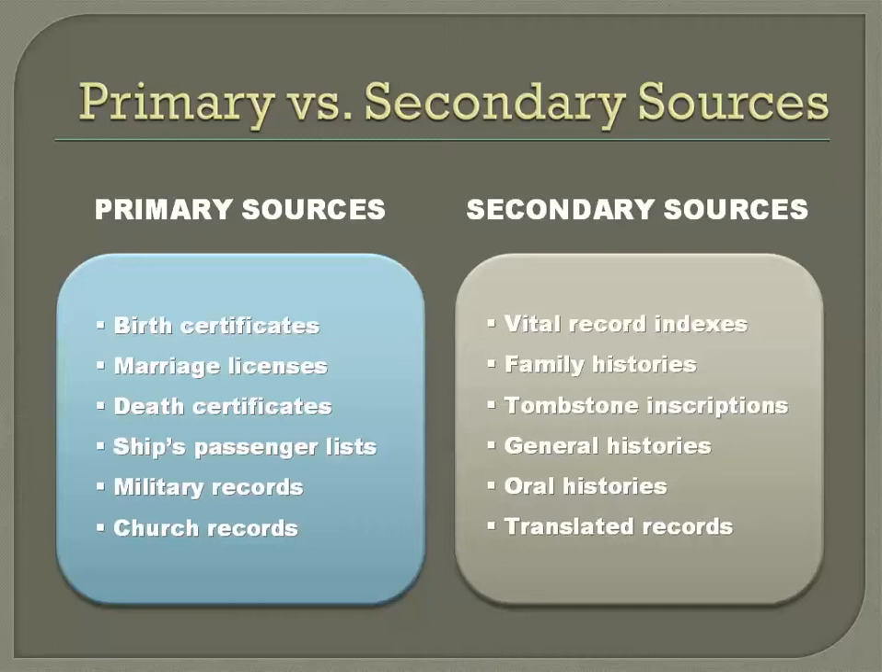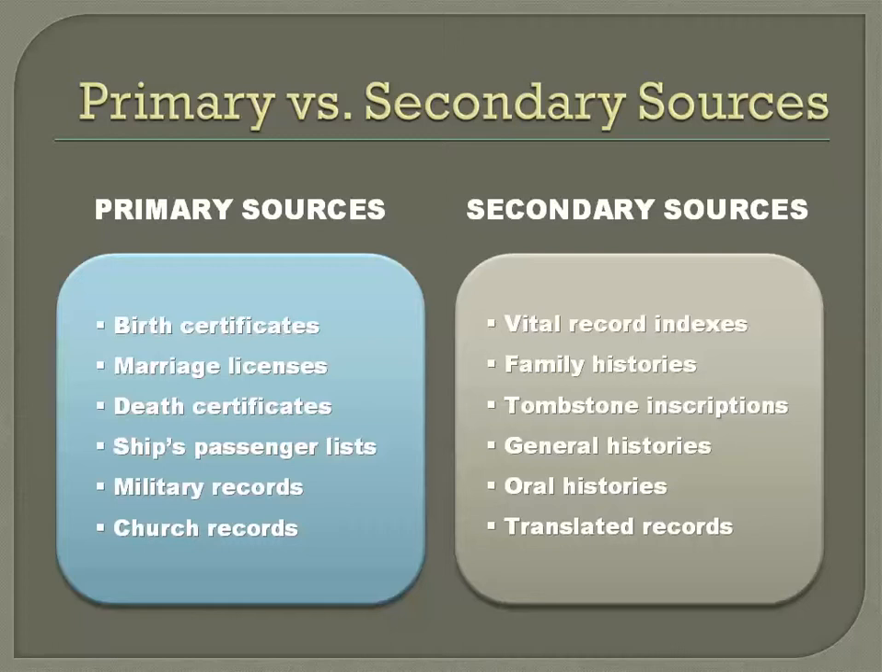Family histories are also secondary sources because they include recollections that may not actually reflect the facts. Tombstone inscriptions are also secondary sources because tombstones will decay over time. Exposure to the elements will wear down the inscriptions on tombstones, and a family may decide to replace a tombstone at a certain point in time, at which point they'll have to re-inscribe that marker with details that may or may not reflect the facts.